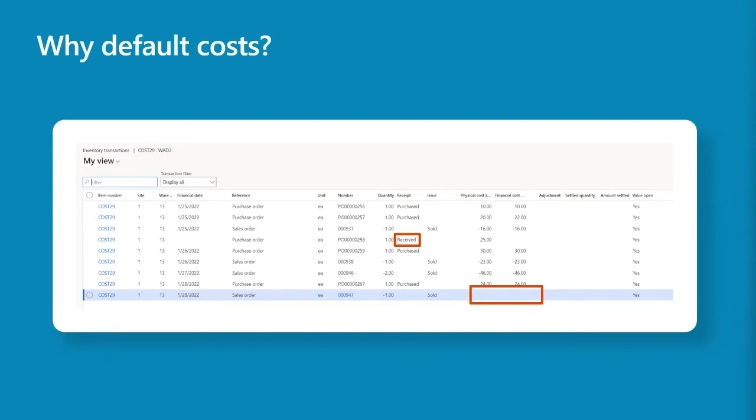We can see in the screenshot on this slide that we issued a total of 5 units in financially updated transactions, but we've only financially updated receipts for a quantity of 4. When the final issue was posted, it was posted at $0 because our financial inventory value at the time was 0. Now let's look at the different ways we can provide a cost when this scenario happens.